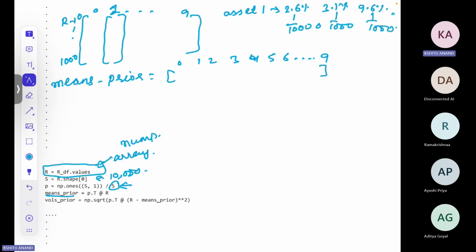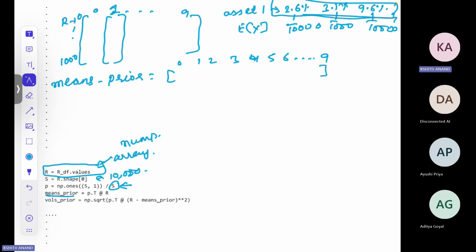Then what will be the mean return of asset 1? What will you do to calculate the expected return of asset 1? Multiply return with the probability. Very good. So this is the concept of expectation, right? So these are the 10,000 different possible values. So this is basically your random variable. And this is your probability. To get the expected return of asset 1, you will multiply the probability with the random variable. And that is what we are doing over here.